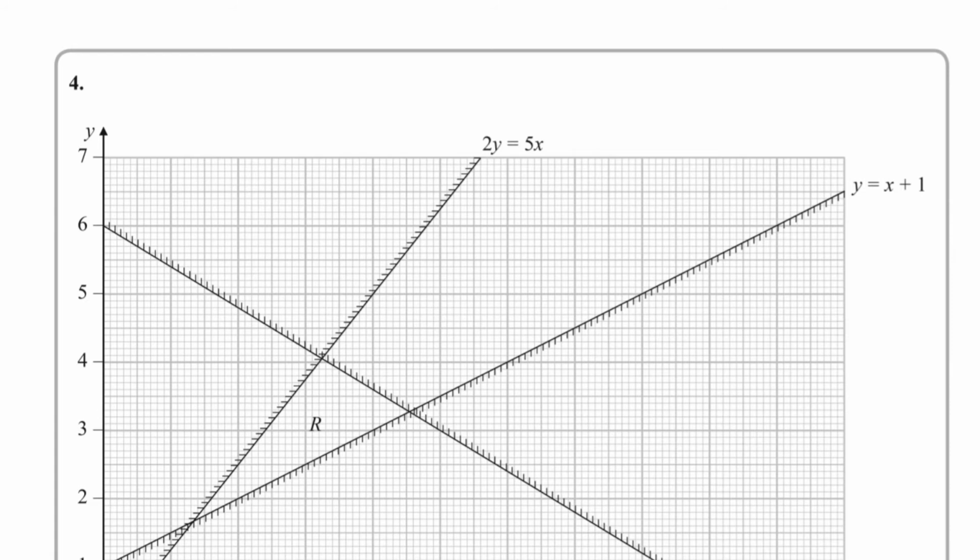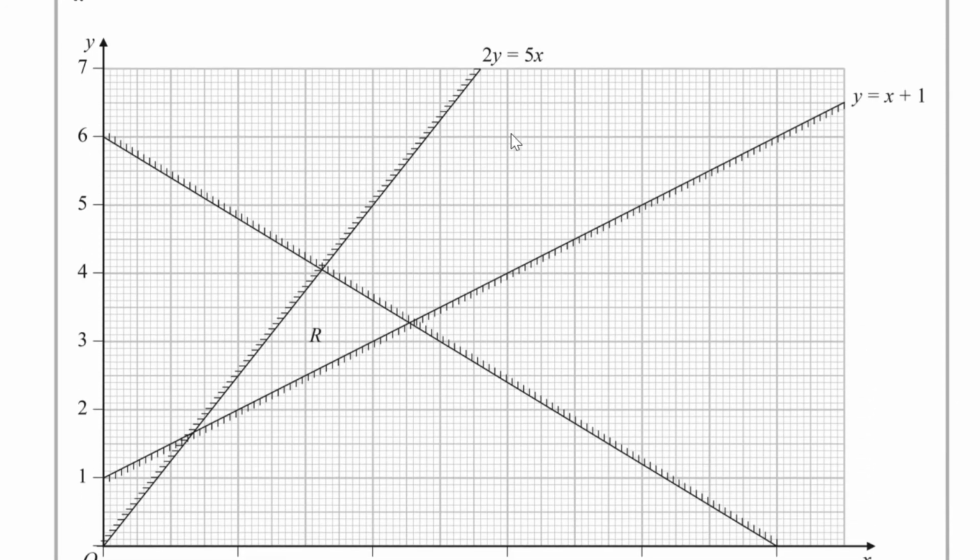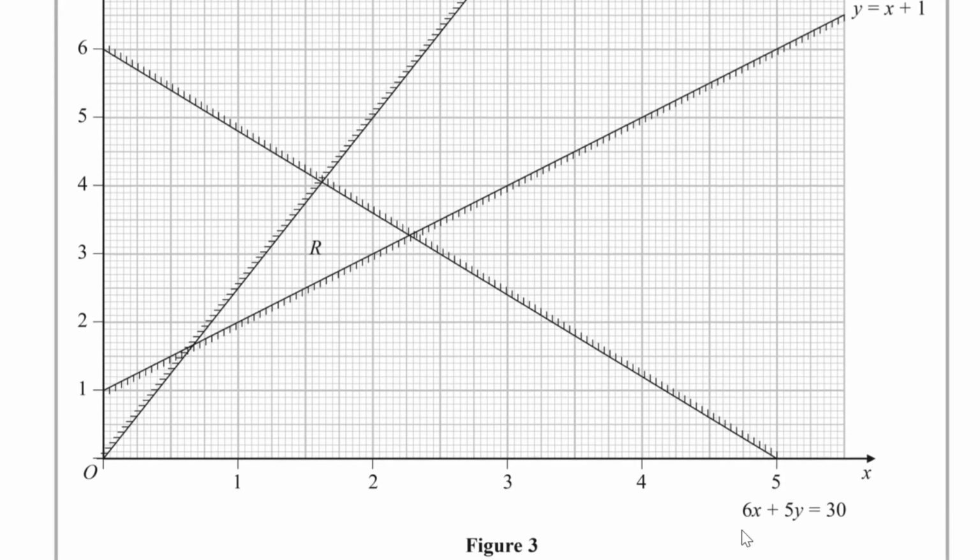Question number 4. Figure 3 shows the constraints of a linear programming problem in X and Y, where R is the feasible region, and for part A we have to write down the inequalities that define R. Well, if we take a look at our equations, we've got 2y equals 5x, y equals x plus 1, and 6x plus 5y equals 30.